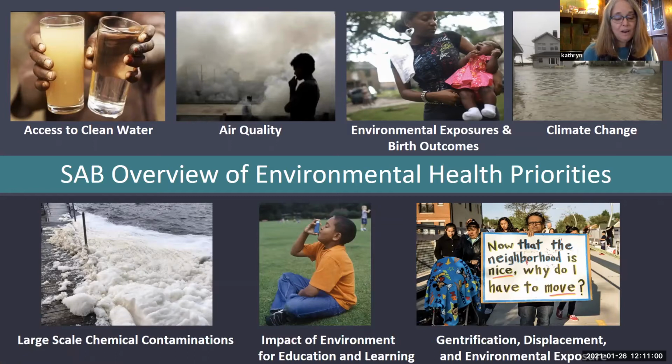A new area identified by our stakeholder advocacy board is gentrification, displacement, and environmental exposure. Displacement often results from development and gentrification in our communities, and as we saw in the case of the Detroit incinerator, these issues are closely linked, and displacement is often the price that communities pay for improved environmental health. And as the person in the sign there says, now that the neighborhood is nice, why do I have to move? This is the experience that we are seeing in many of our communities. So these are our priorities that we've identified as important to our community.